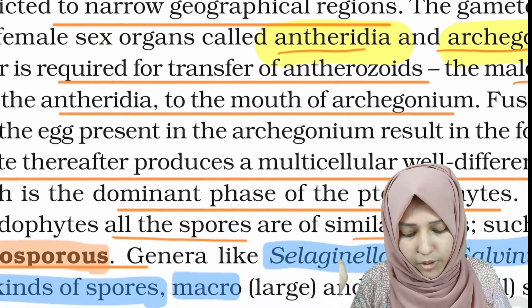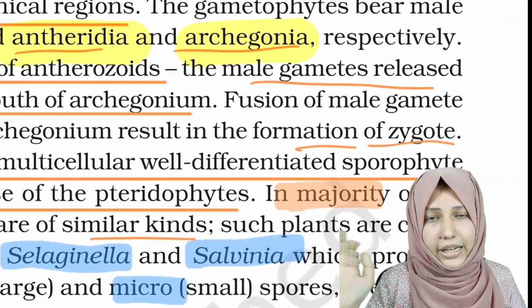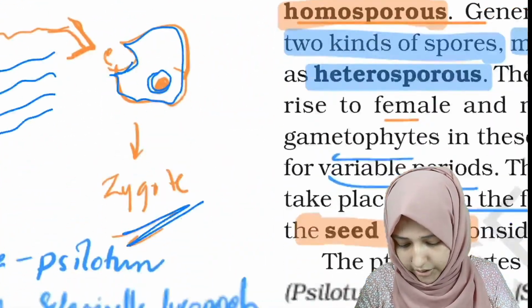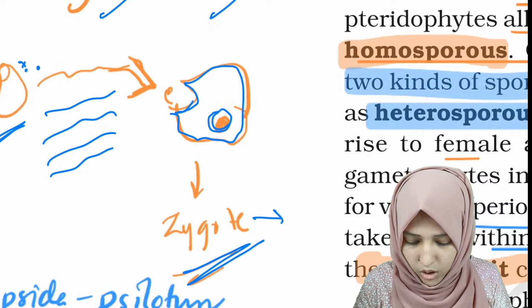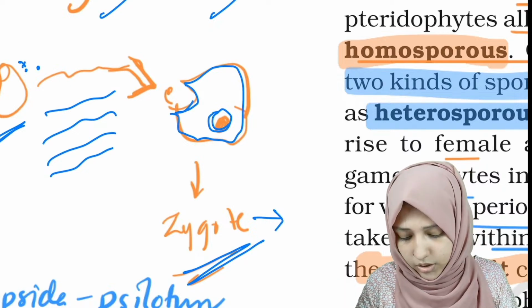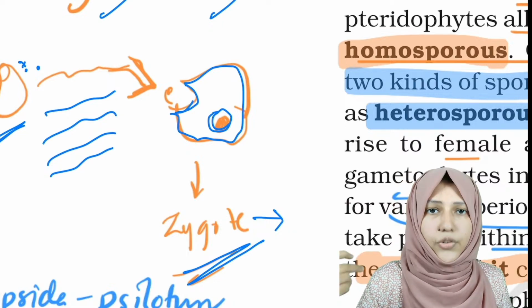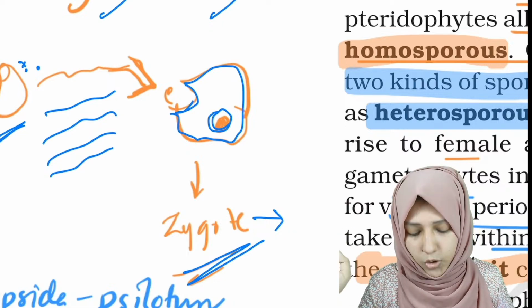Okay, antheridia to the mouth of archegonia, and fusion of male gamete with the female egg will form a zygote, and this zygote will later undergo meiosis division, to form the haploid spores. Okay.